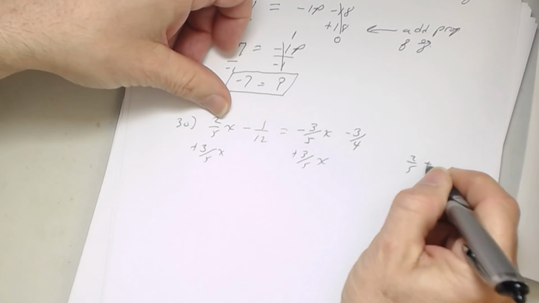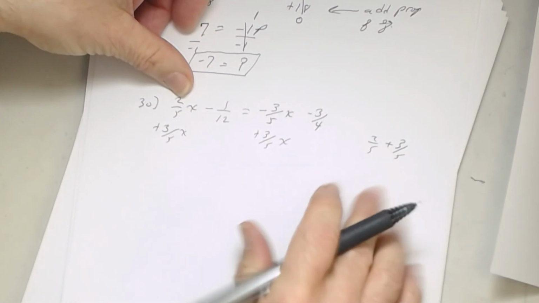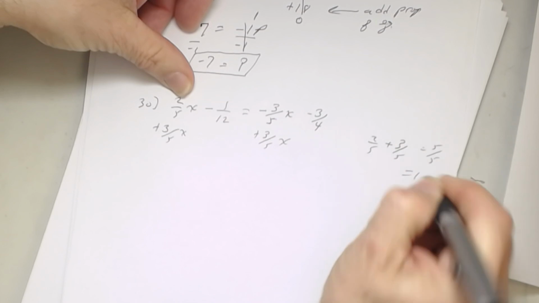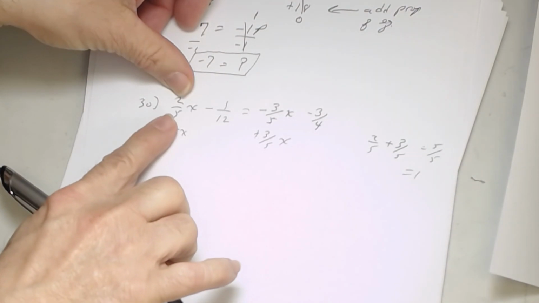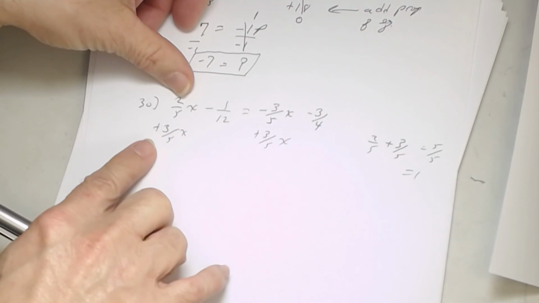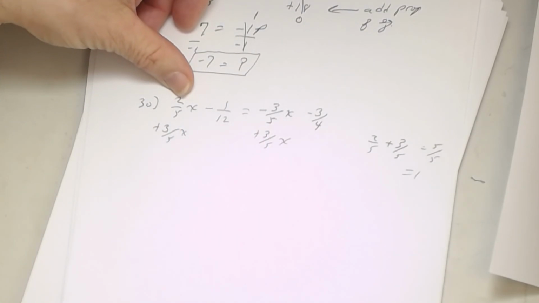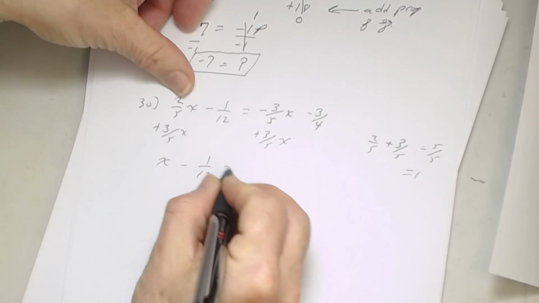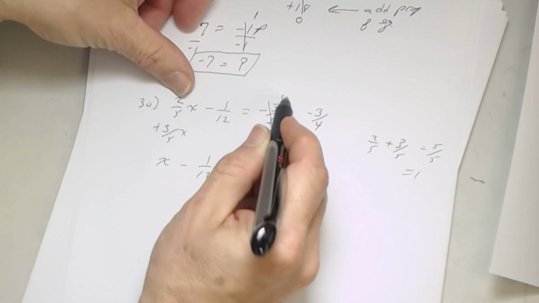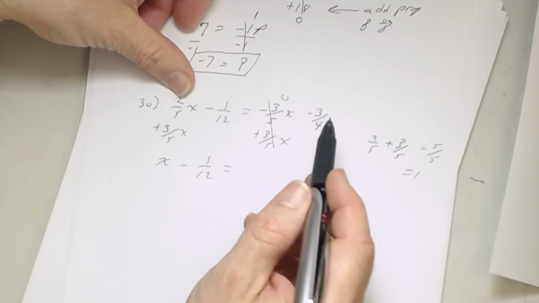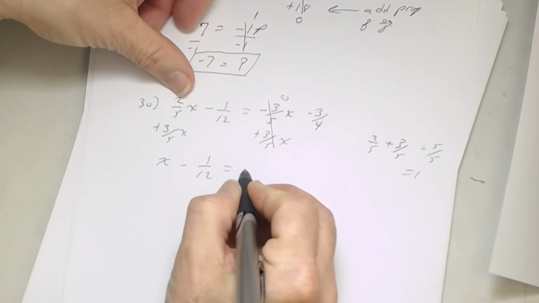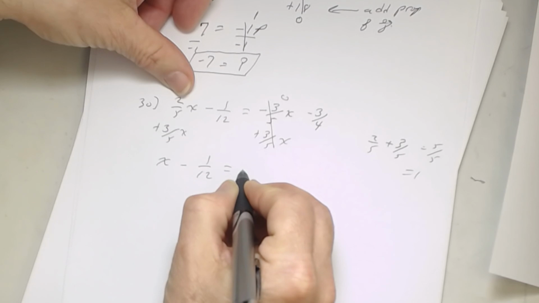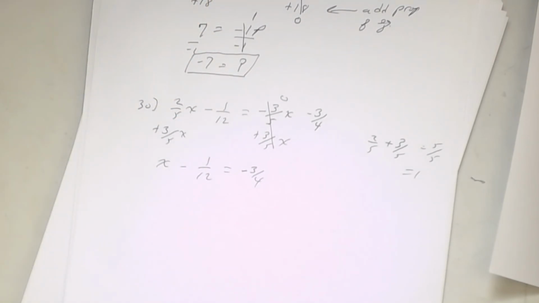What's 2/5 plus 3/5? 5/5, which is what number? 1. So I'm going to ask you again. What is 2/5 x plus 3/5 x? 1x or just x? That's just x, right? Minus 1/12 equals, combine like terms. These are opposites. You get 0 when you add them up. What's 0 minus 3/4? Be careful. Negative 3/4. All right, so that's where I'm at.